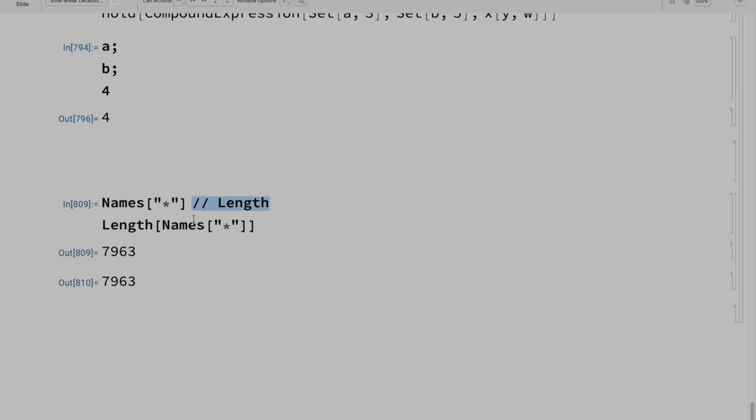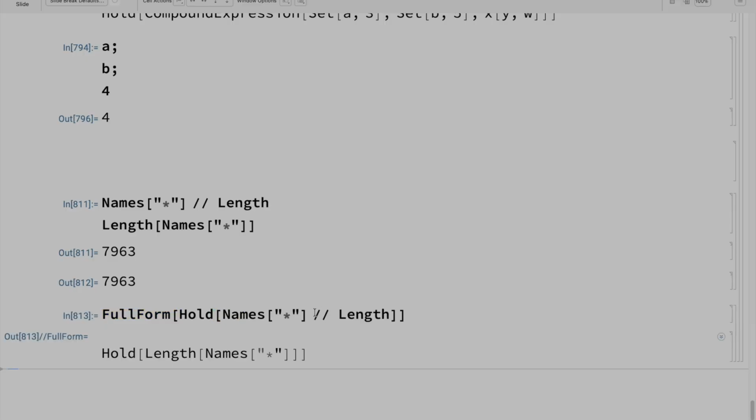This is sometimes a nice syntactic sugar because if you have a large expression, let's say, and you want to apply some other symbol to it at the front, you don't have to go back and put in the square brackets. You can just tag it at the end like this. So if I take this, for example, just to prove to you that this is just syntactic sugar, we go back to NotHold, FullForm, right? And then I say Hold, and I get the same thing. So this turns into Length[Names].